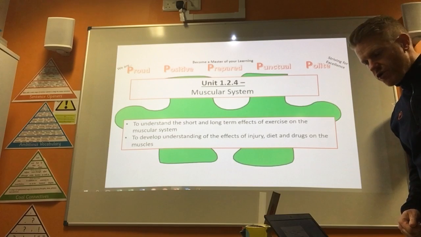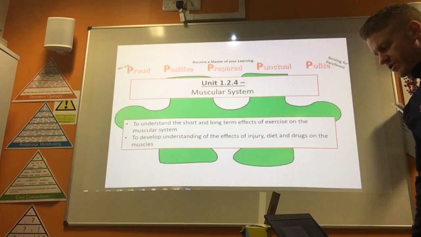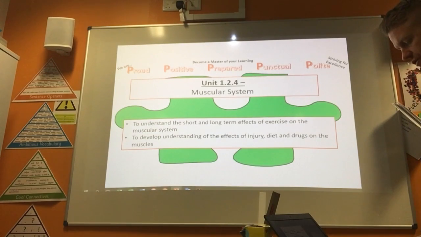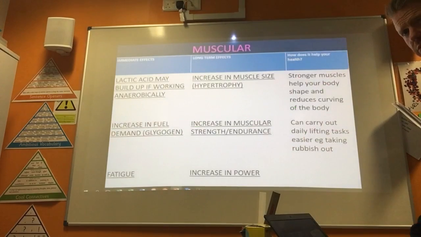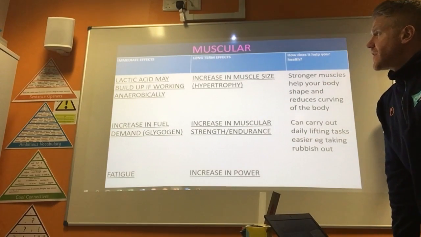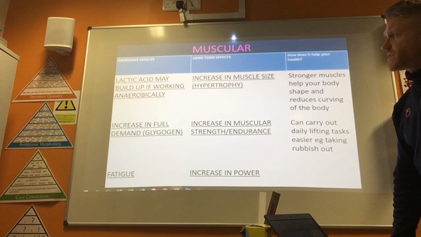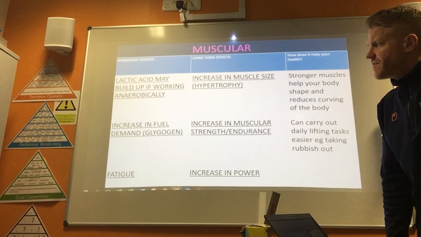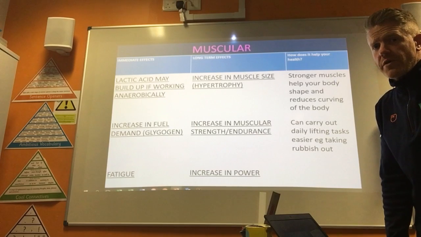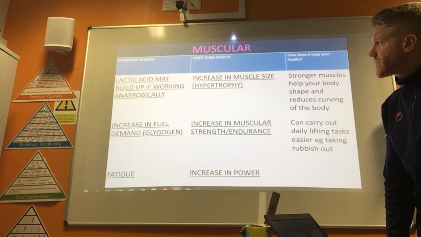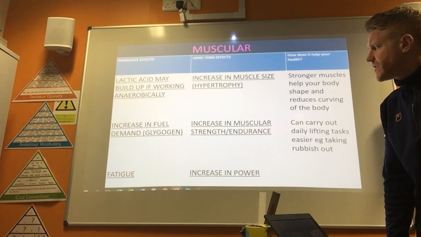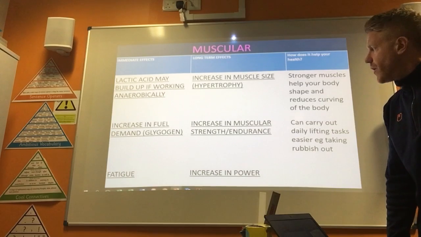So this bit is all about the short-term and long-term effects of exercise on the muscular system, and also looking at injury, diet, and drugs on the muscles. So the first thing we need to look at is the immediate effects, which is lactic acid may build up if you're working anaerobically. There's an increase in fuel demand of glycogen, and the muscles will become fatigued, tired. Long-term effects, you get an increase in muscle size, hypertrophy, an increase in muscular strength and endurance, an increase in power.